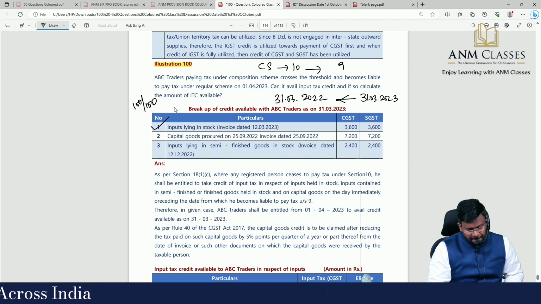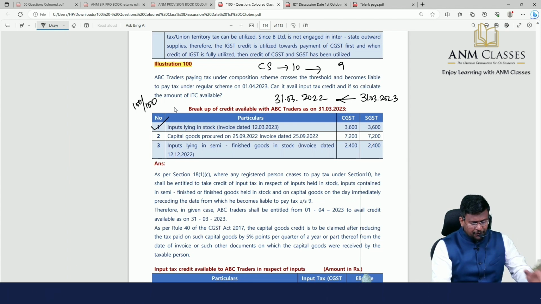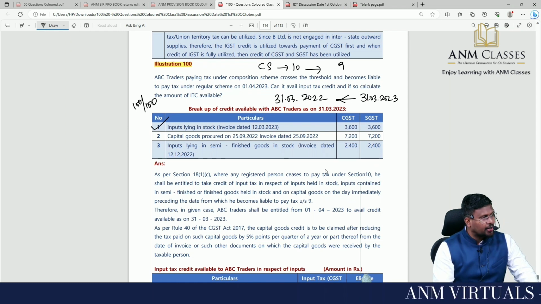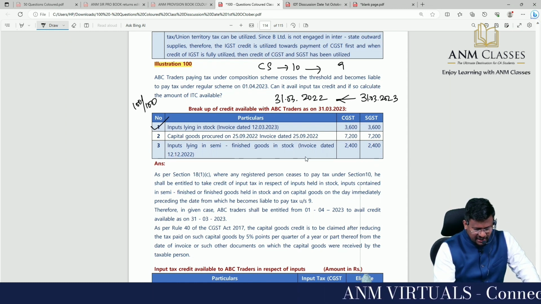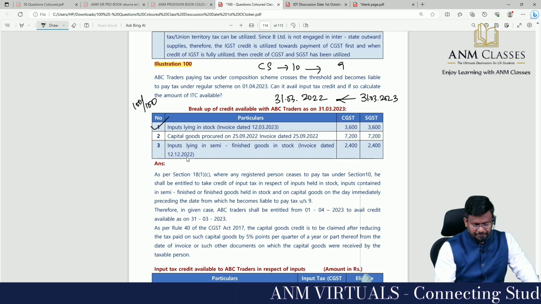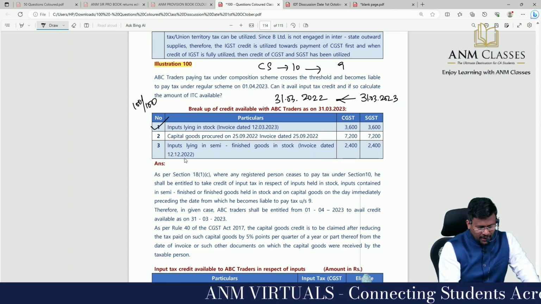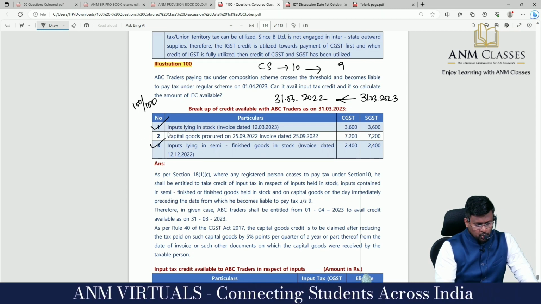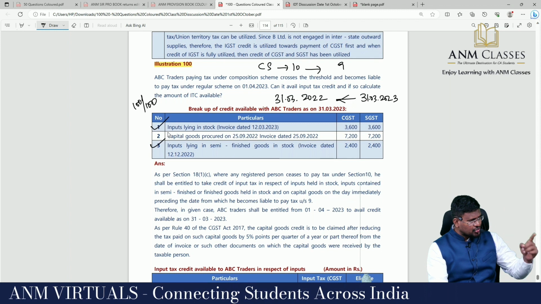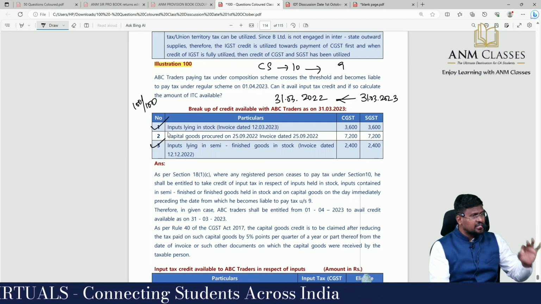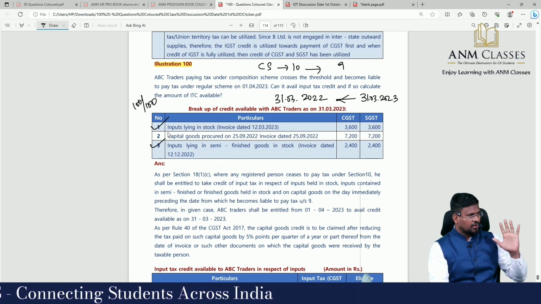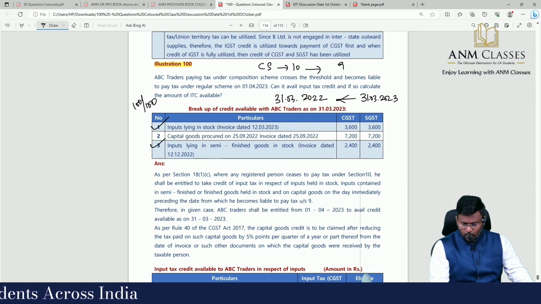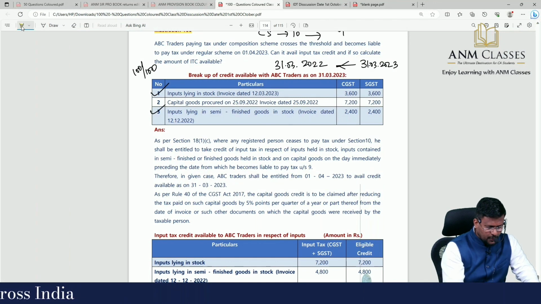Correct? Inputs contained in semi-finished goods in stock, invoice dated 12/12/2022. Is this before or after? 12/12/2022, before or after? So eligible, ineligible. So in the first concept question, we have talked about 18 subsection 1 clause A. Second one, 18 subsection 1 clause B. In this question, we are talking about 18 subsection 1 clause C.